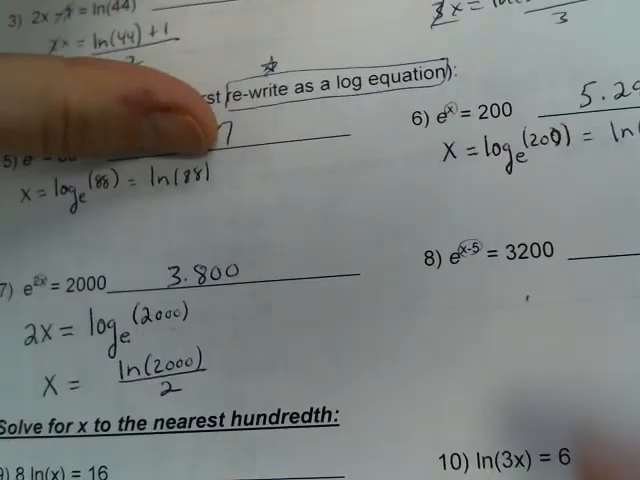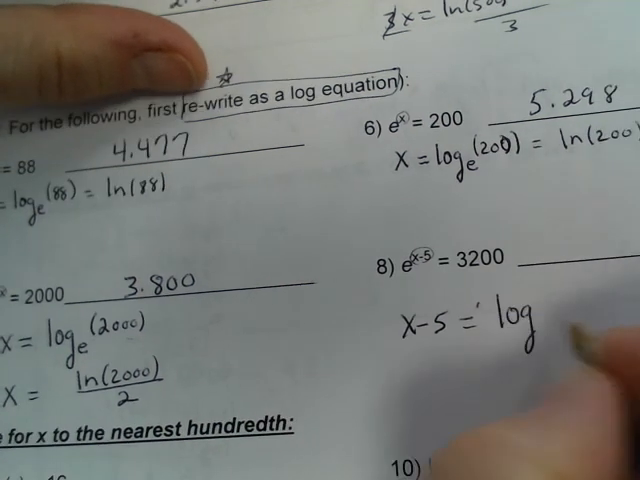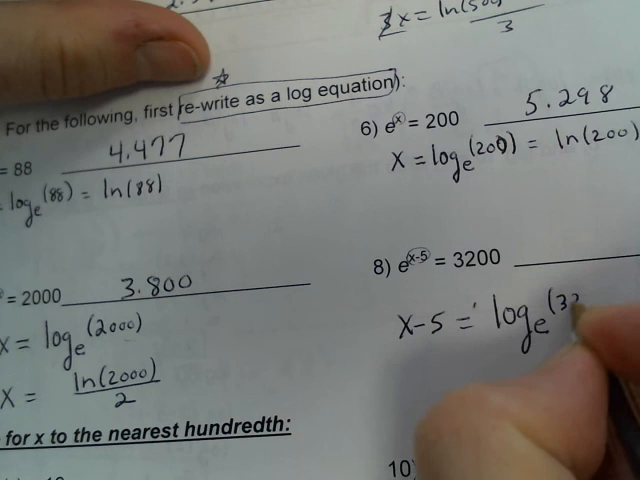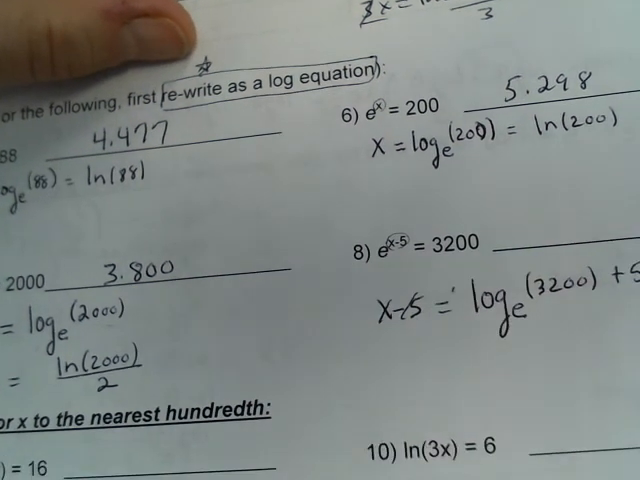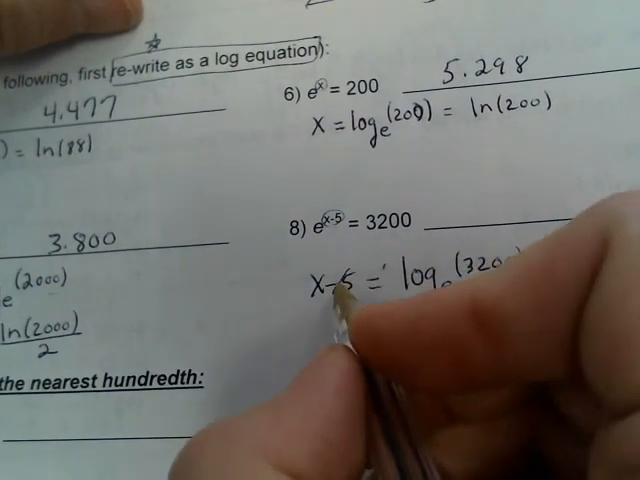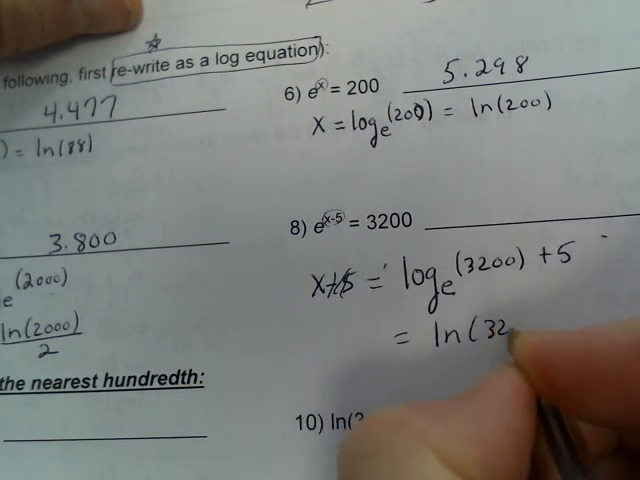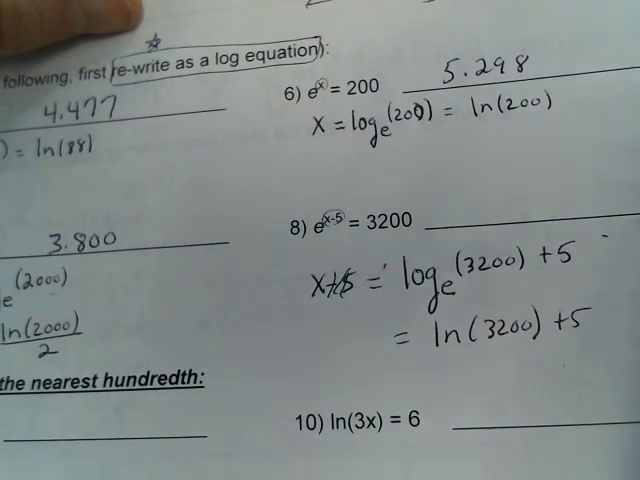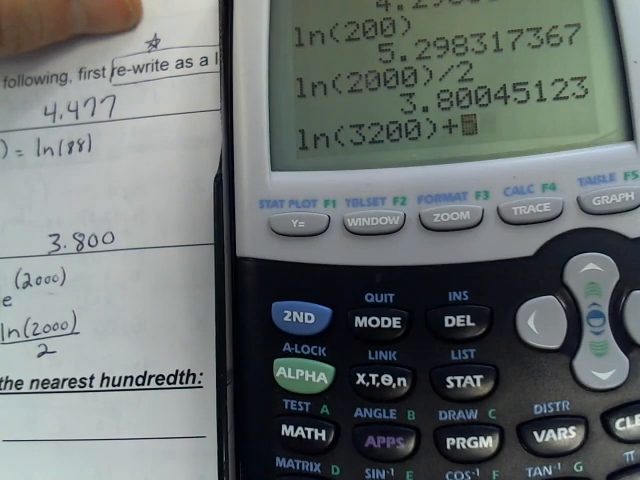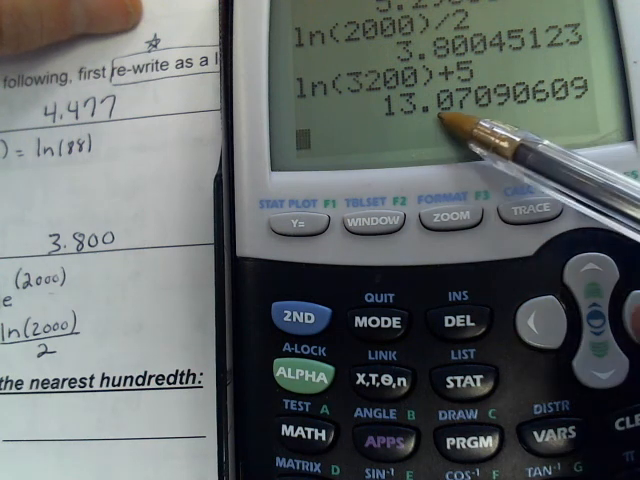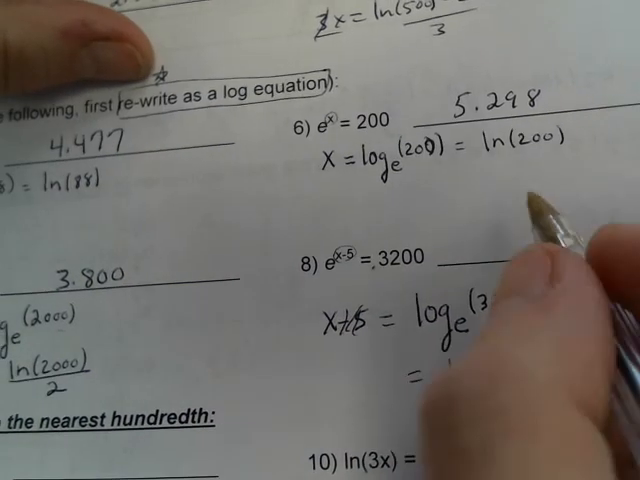And the last one for the day, x minus 5 is the exponent on my little base e that's going to give me 3,200. Well, I'm going to add 5 to both sides to solve for x. So I'm just going to tack on a plus 5 over here. And x is equal to, log base e is ln, the ln of 3,200 plus 5. So the ln of 3,200, close parentheses, plus 5 is 13.07, well, the 9 rounds the 0 up to a 1, so 13.071.